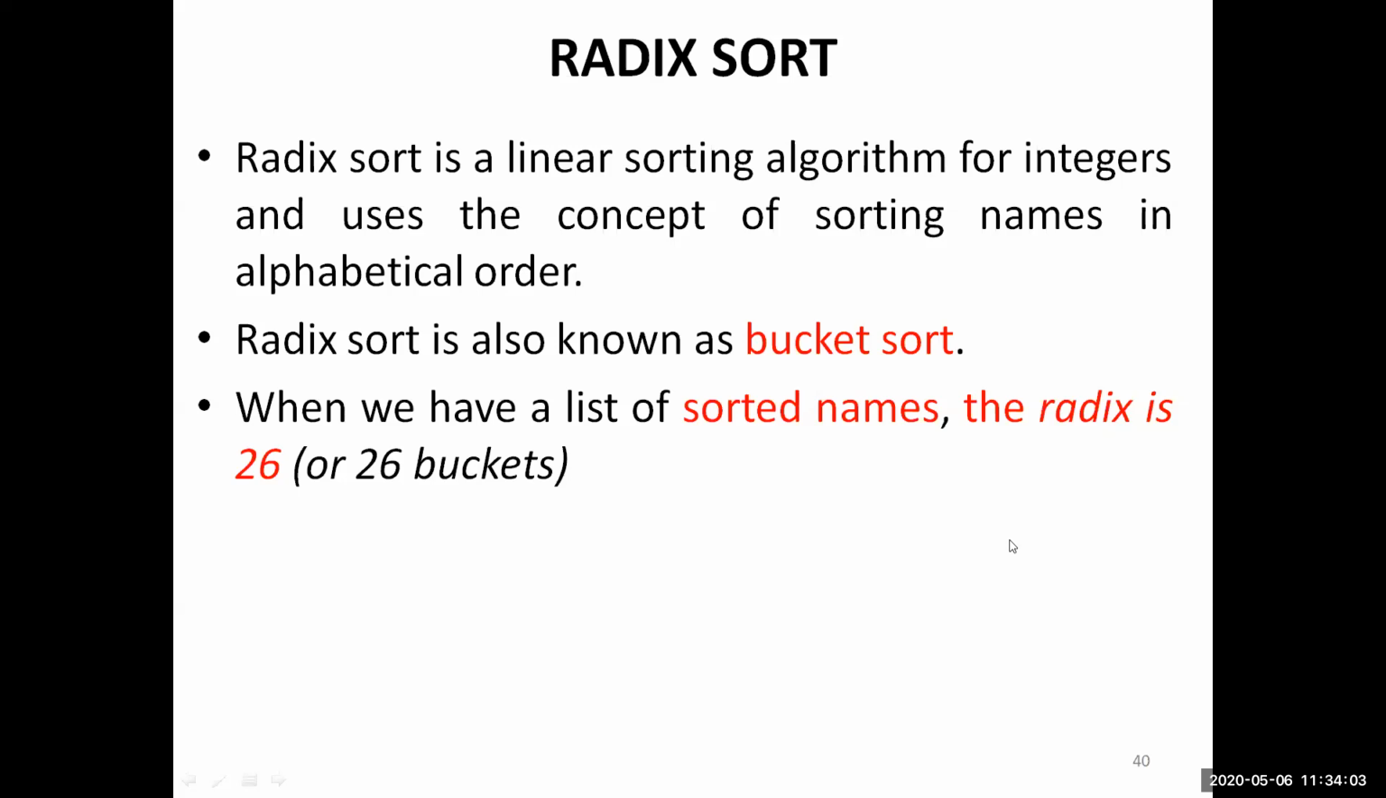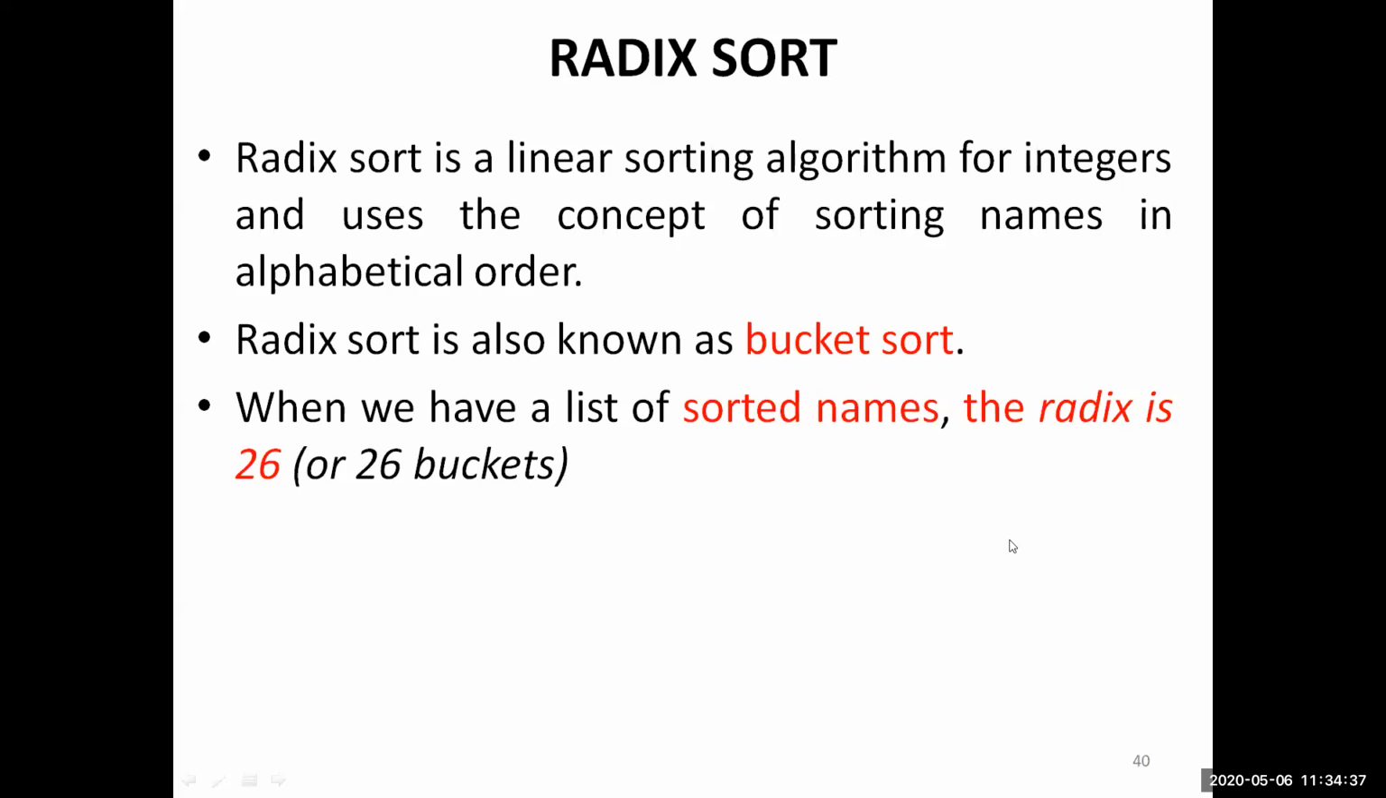Radix sort is a linear sorting algorithm for integers and uses the concept of sorting names in alphabetical order. We can use radix sort for arranging elements that are alphabets as well as integers. All types of sorting are possible. Here we have to see the concept called bucket. What is a bucket? Radix sort is also known as bucket sort.